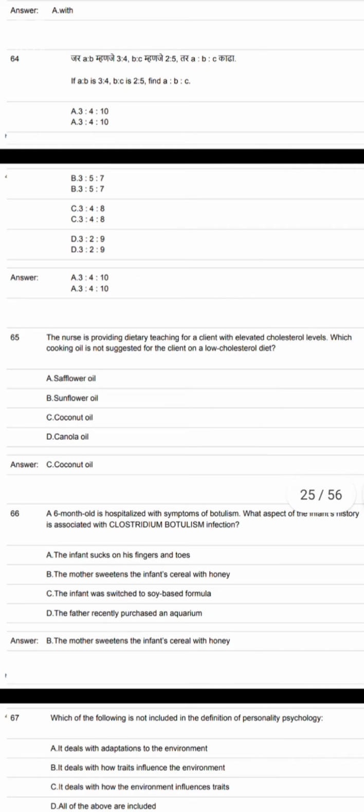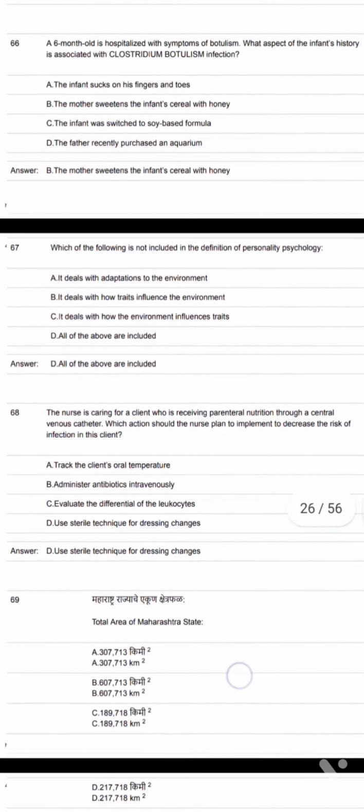Coconut oil. 66. A 6-month-old is hospitalized with the symptoms of botulism. What aspect of the infant's history is associated with the Clostridium botulinum infection? The answer is B. Mother sweetens the infant's cereal with honey.